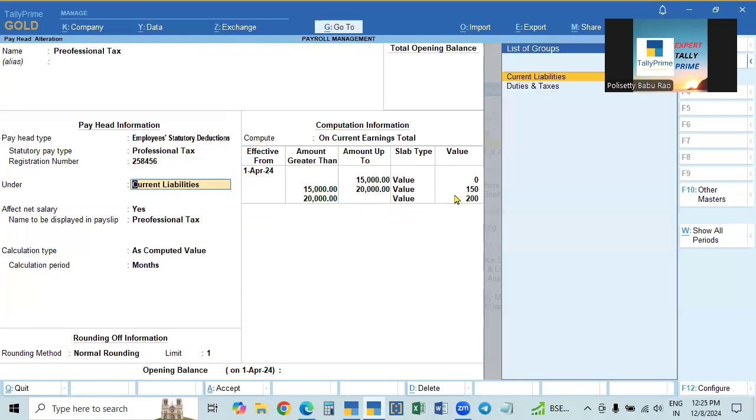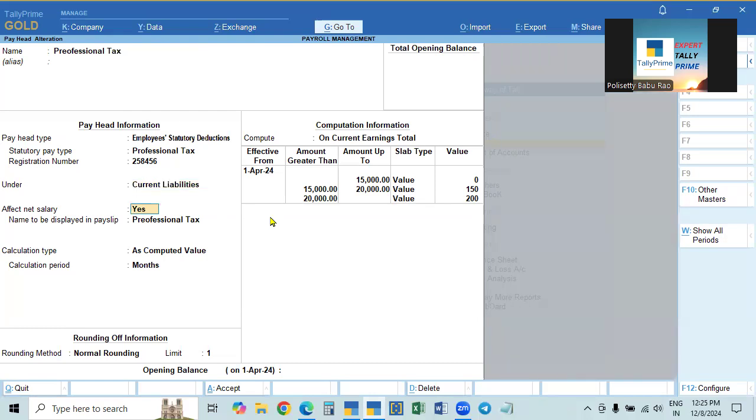And it is also a current liability. Many people are taking duties and taxes. It is wrong. It is not a duty or tax. The name is tax, but for the employer, it is a current liability. For the person, the employee, it is a tax. But for the employer, we are entering in the employer's books. For the employer, it is a liability, deducting and paying to the government. Current liability. TALLY will change the name to professional tax, as computed.